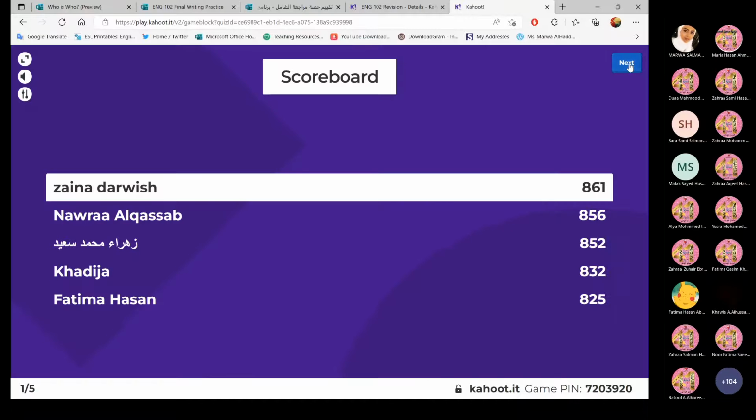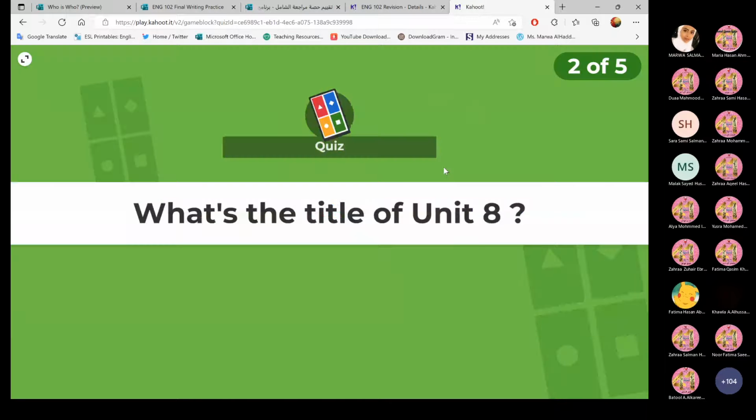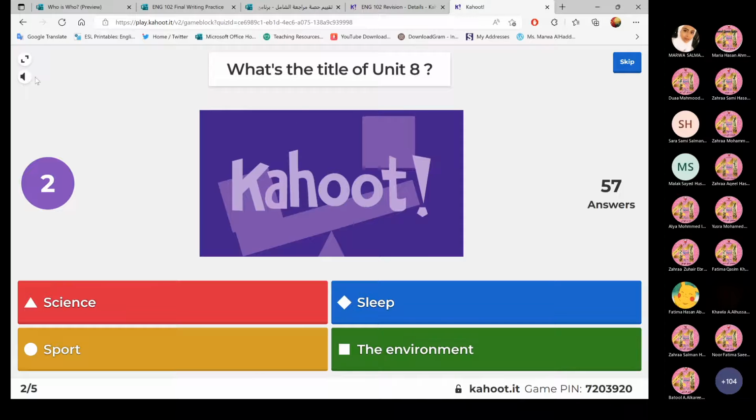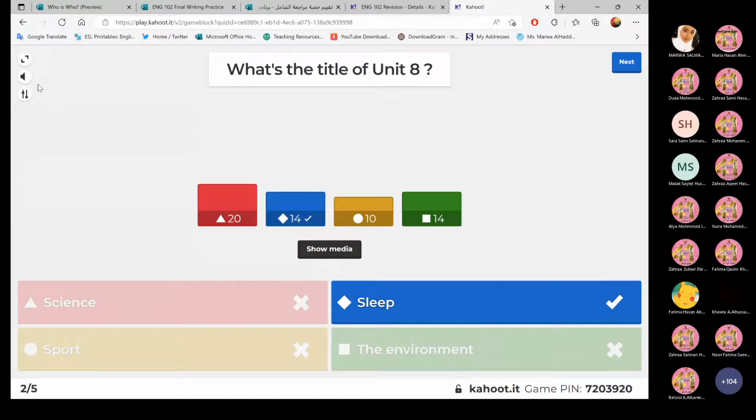The second question is, what is the title of Unit 8? Is it Science, Sports, Sleep, or the Environment? Only 14 got it right.